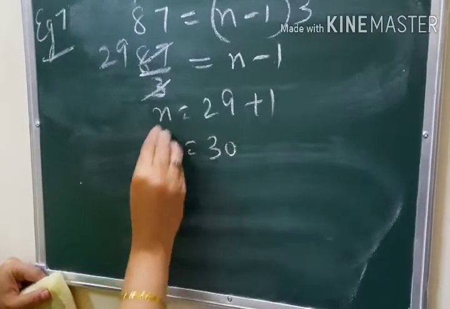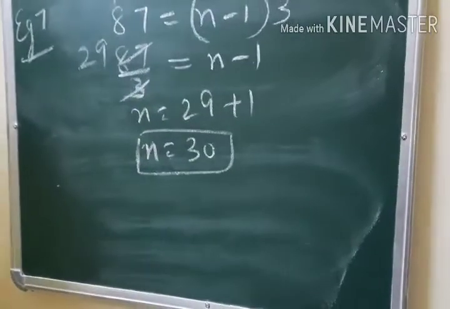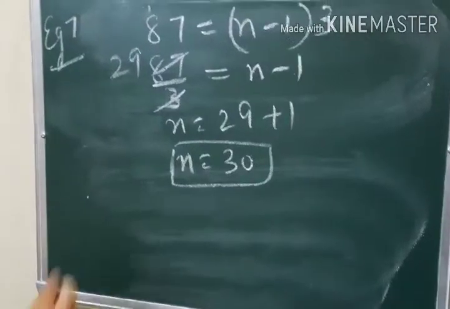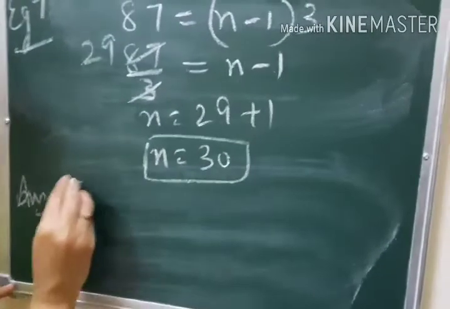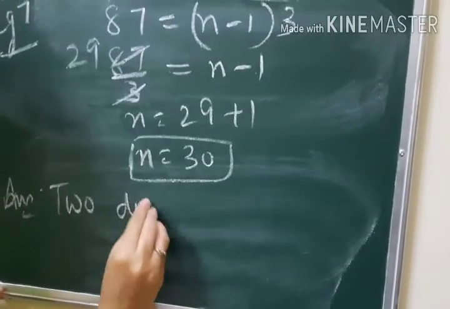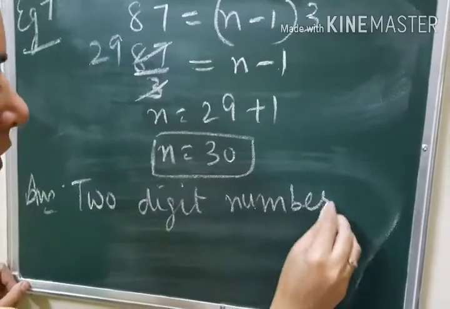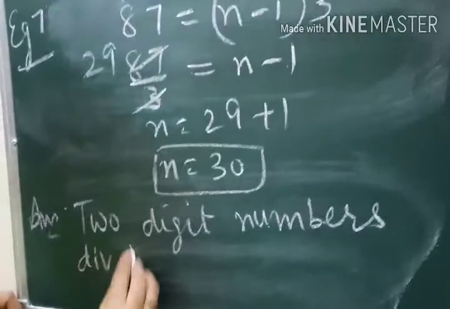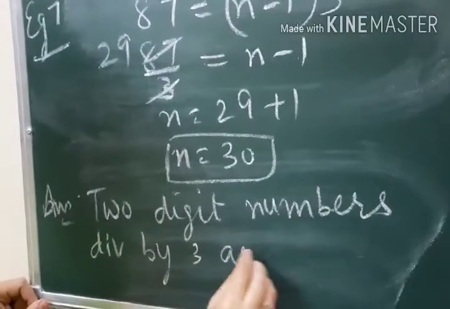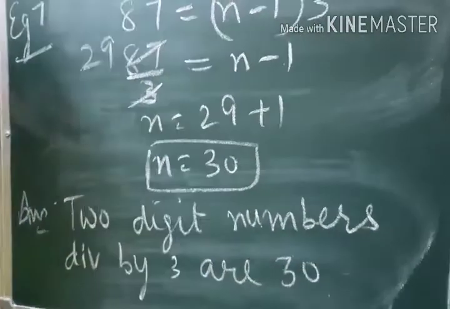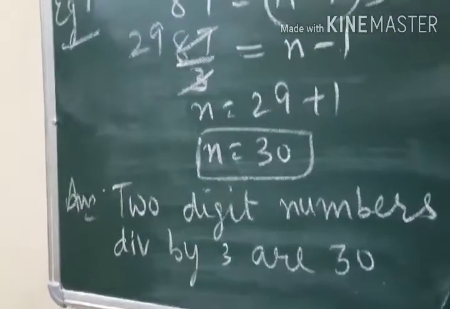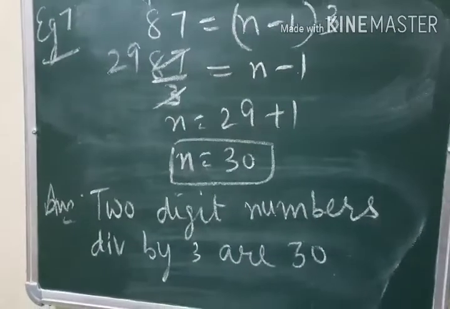So numbers which are divisible by 3, 2-digit numbers, they are 30. We will write the answer: 2-digit numbers divisible by 3 are 30. So this is how you will do example number 7. Next example is example number 8.